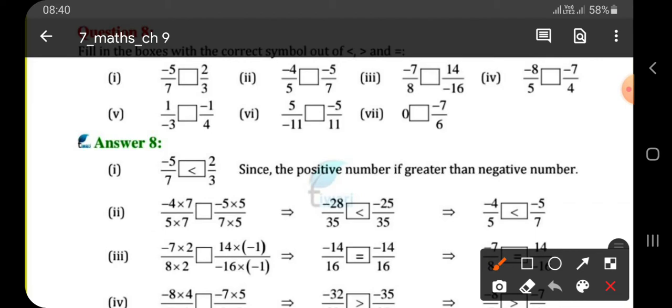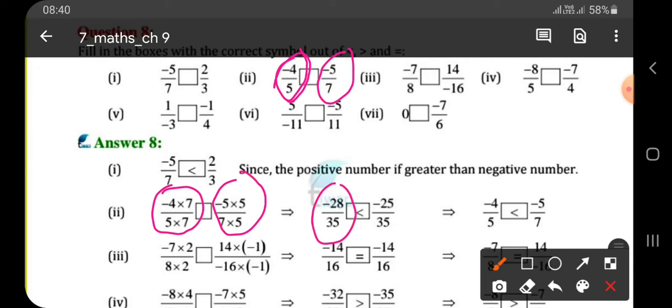So try to make 35 the denominator. Here minus 4 upon 5 is given. If you want 35 in the denominator, you have to multiply the numerator and denominator by 7. Here minus 5 upon 7 is given. If you want 35 in the denominator, you have to multiply by 5. After multiplication, you will get minus 28 upon 35 and minus 25 upon 35. Now you can say minus 28 upon 35 is smaller than minus 25 upon 35. 28 is not greater than 25. Here you have to consider the negative sign.